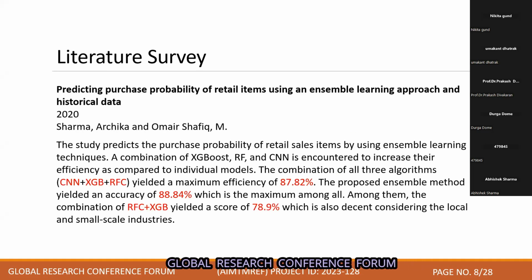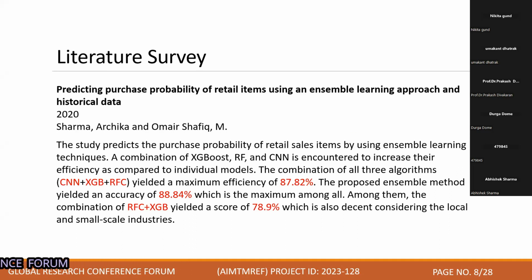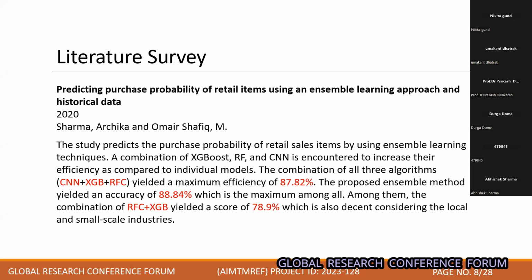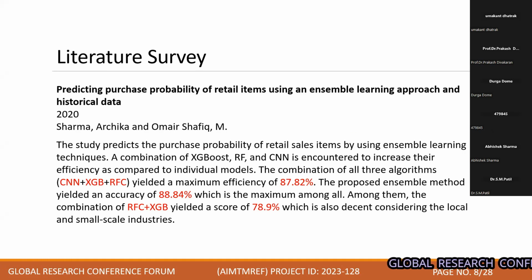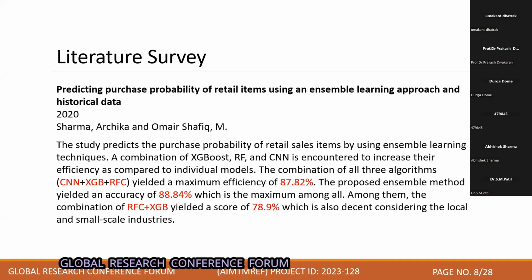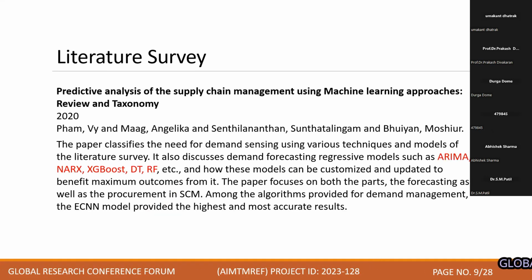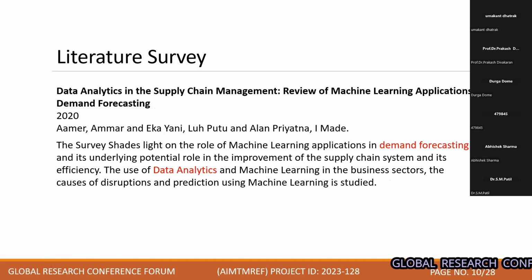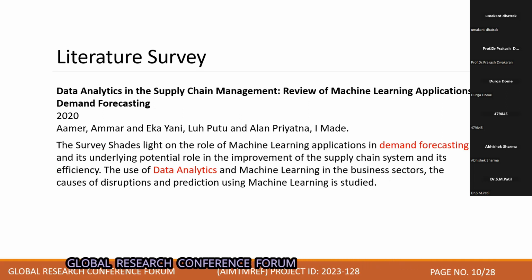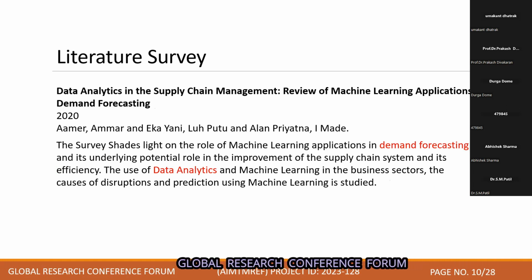The next paper is Predicting Purchase Probability of Retail Items Using an Ensemble Learning Approach and Historical Data. This paper mainly focuses on ensemble learning techniques like XGBoost, convolution neural networks, and random forest, and together they give a maximum efficiency of 87.82%. The next paper is Predictive Analysis of the Supply Chain Management Using Machine Learning Approaches. This paper classifies the need for demand sensing using various models like ARIMA, NARCS, XGBoost, random forest, and decision trees. Our last paper is Data Analytics in the Supply Chain Management, Review of Machine Learning Applications in Demand Forecasting. This survey throws light on the role of machine learning applications in demand forecasting using data analytics.